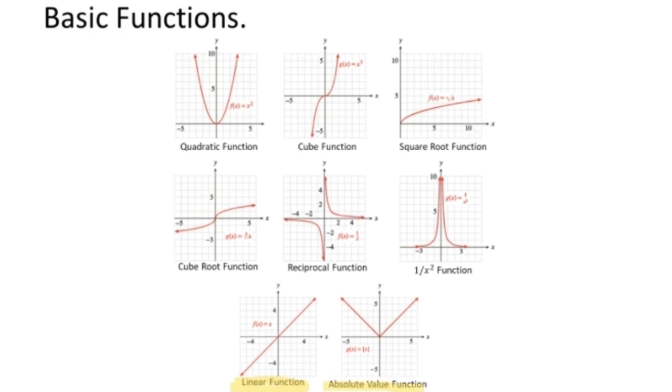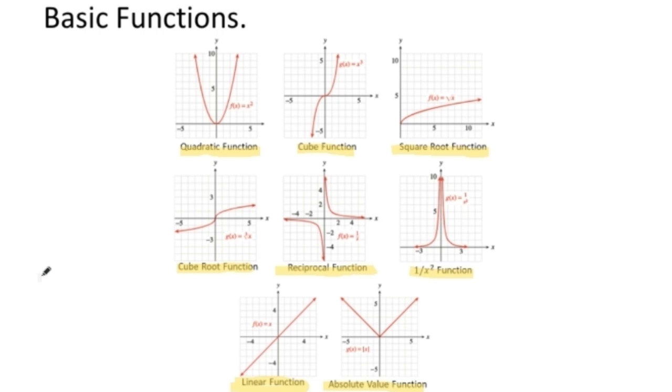A few other very popular functions that we may be working with in the future are quadratic functions and cubic functions. Notice the graphs above. Quadratic functions are parabola shaped. Cubic functions kind of have this S shape to it, but a sideways S. The square root function is the top half of a sideways parabola. The cube root function looks like a cube function, just turned sideways. And two other obscure ones are reciprocal functions and the 1 over x squared function.